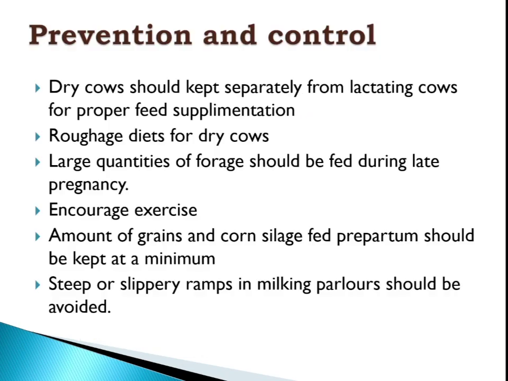Lastly, the prevention and control. The dry cows should be kept separately from lactating cows for proper feed supplementation. Roughage diets for dry cows should be given. Large quantities of forage should be fed during the late pregnancy. We should encourage exercise in heavy breeds. Amount of grains and corn silage fed prepartum should be kept at a minimum level. Steep or slippery ramps in milking parlors should be avoided to prevent the risk of falling and causing displacement of abomasum.